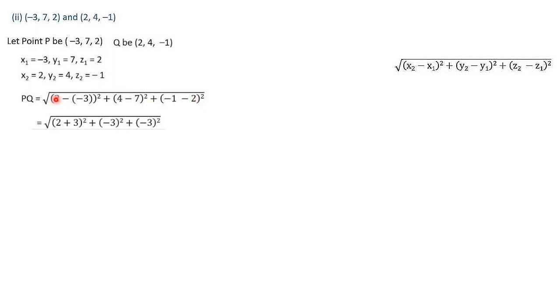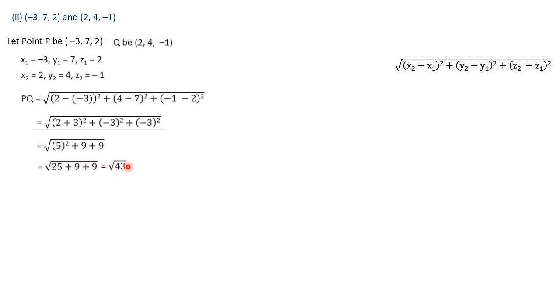That is equal to 2 minus into minus plus, so 2 plus 3 the whole square, 4 minus 7 is minus 3 the whole square, minus 1 minus 2, that means minus 3 the whole square. That is equal to 2 plus 3 is 5 square, minus 3 square means it is plus 9, minus 3 square again plus 9. That is equal to 25 plus 9 plus 9, that is root 43 will be coming.